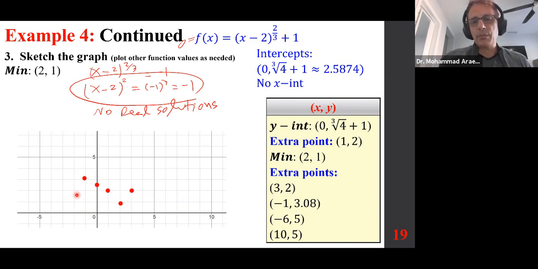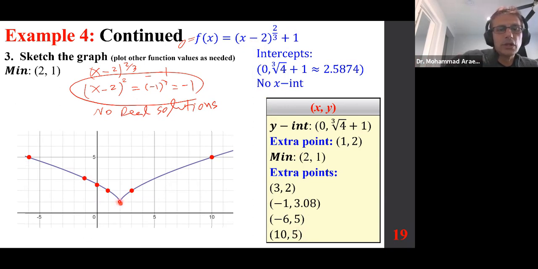But again, I picked a couple of easy points. If I plug in -6, with -2 gives me -8. Remember, 2/3. What is cube root of -8? -2. To the power of 2 is 4, plus 1 is 5. If I plug in 10, 10 minus 2 is 8, cube root of 8 is 2, 2 squared is 4, 4 and 1 is 5. Again, easy point. Put them all together.